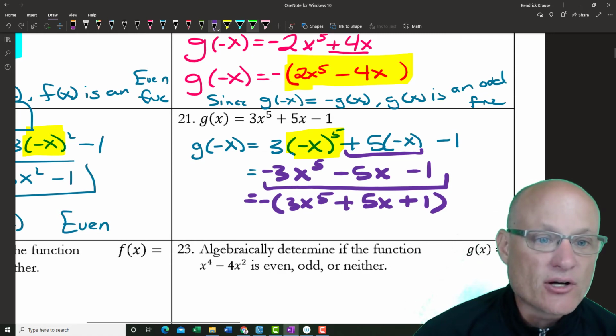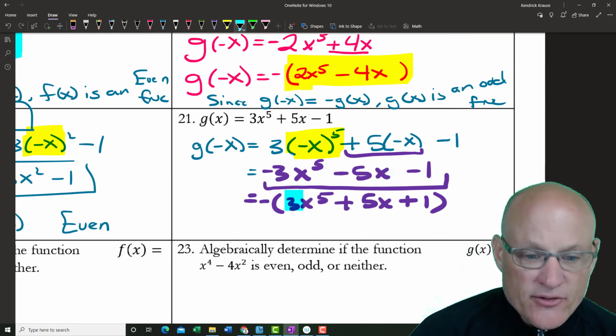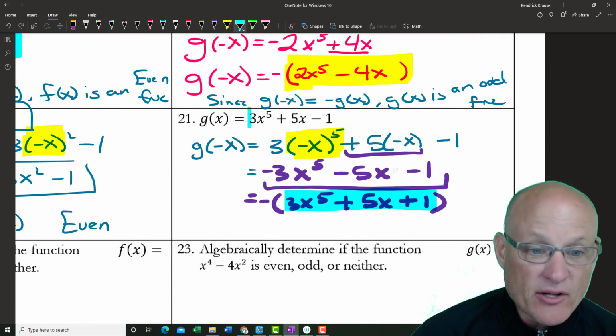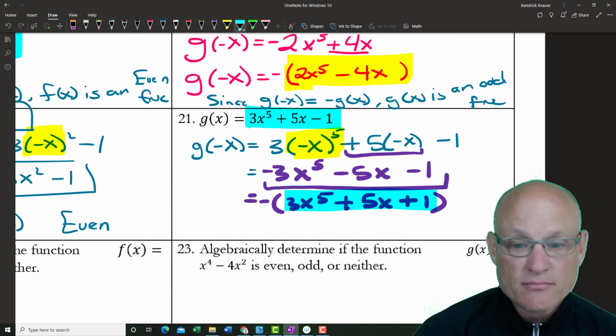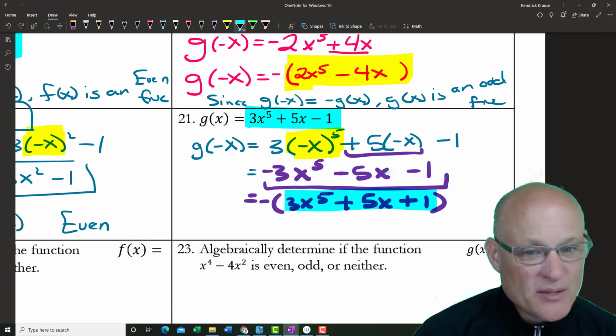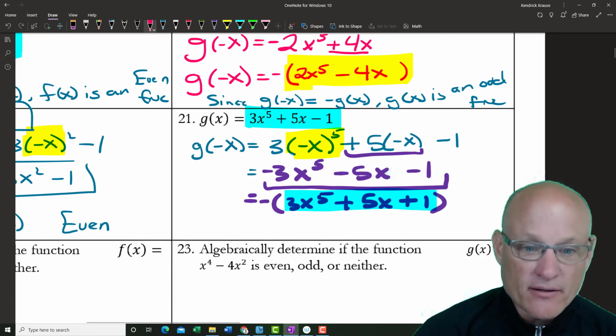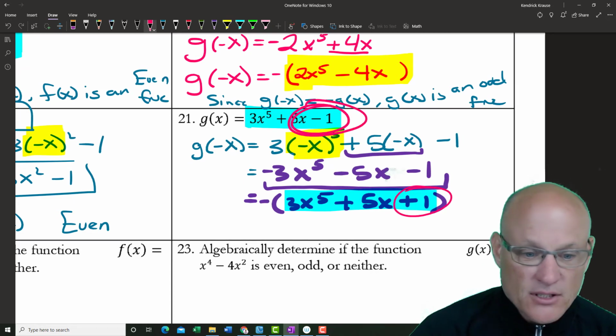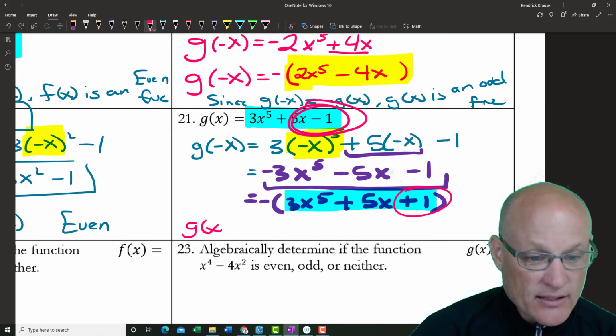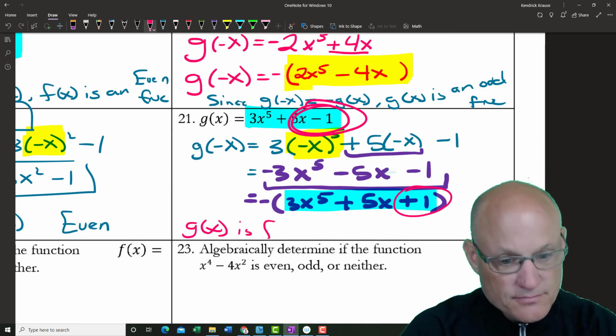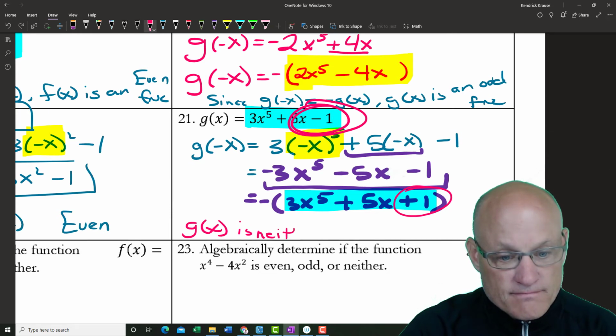All right, so let's take a look. Is this exactly the same as the original? It's close, but it's not. Here's the problem right here. So g of x is neither odd nor even.